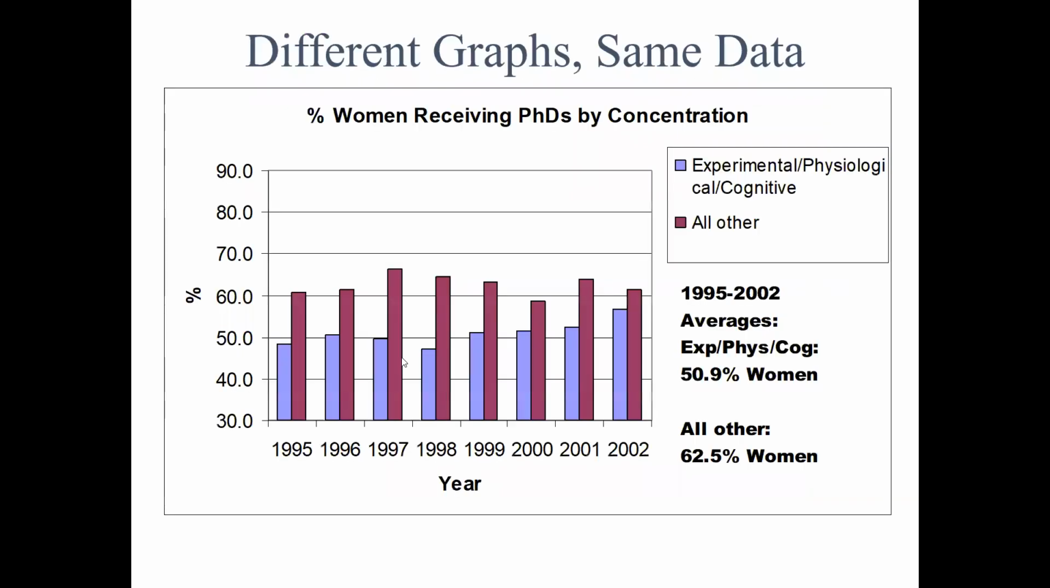Finally, I want to show you a couple of graphs we won't actually be using in this course, but it's interesting to see. So this shows you percent of women receiving PhDs by concentration and by year over here, right? So we can see these are people who receive a PhD in experimental physiological cognitive, and these are all other majors, right? And we can see there are fewer people in each year that receive PhDs in experimental physiological cognitive, right?